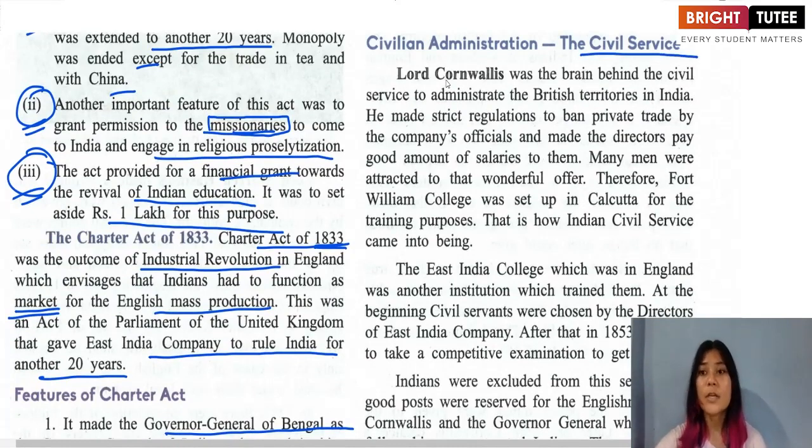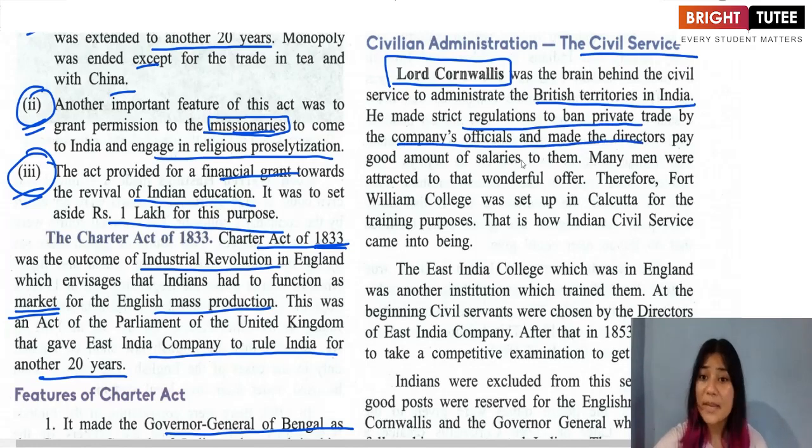Now Lord Cornwallis was behind the formation of the civil service to administer British territories in India. He made strict regulations to ban private trade by the company's officials and made the directors pay a good amount of salaries to them. Many men were attracted to that wonderful offer. Therefore, Fort William College was set up in Calcutta for the training purpose. This is how the Indian civil service came into being.